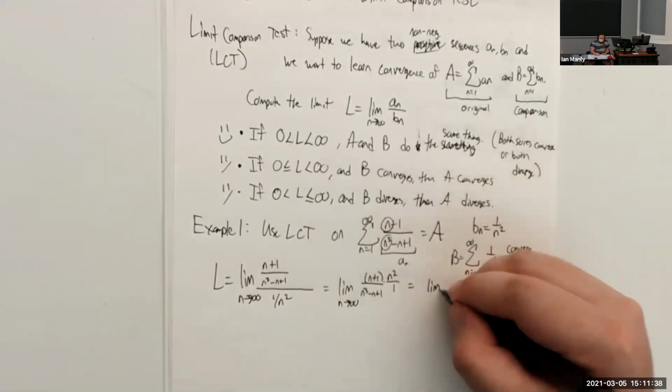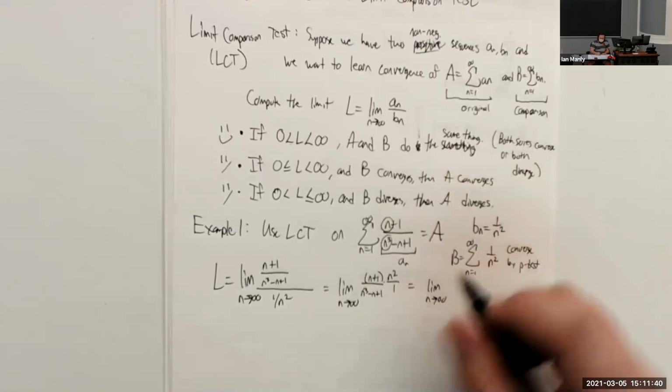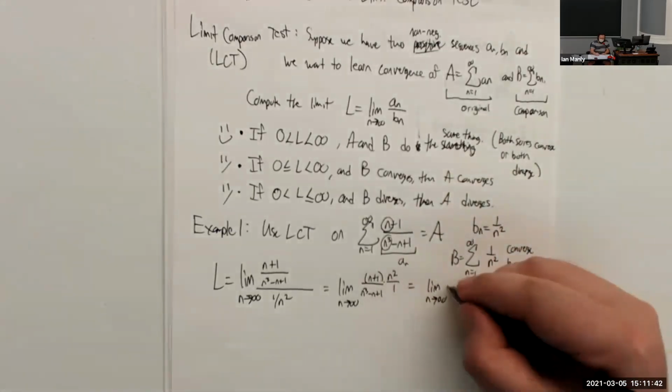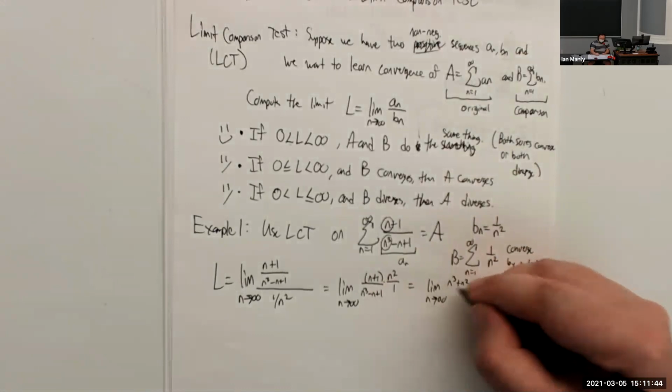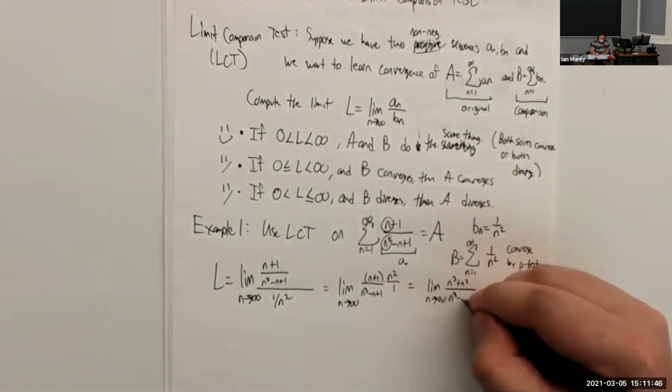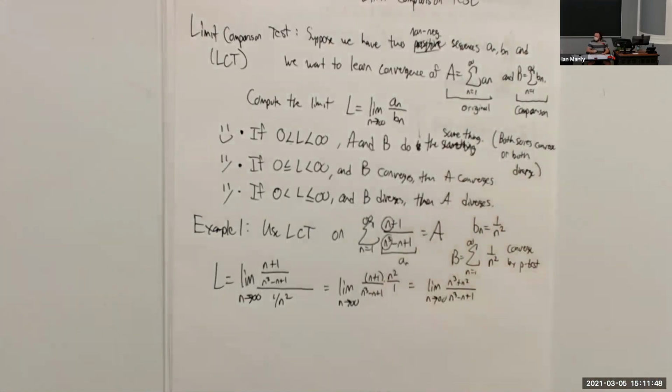All right. So if we keep going with this limit here, we multiply by n squared. That's n cubed plus n squared over n cubed minus n plus 1. So now let's go ahead and take this limit. What do you guys think this limit is going to go to? Anyone know? Yeah, it's going to go to 1, right?